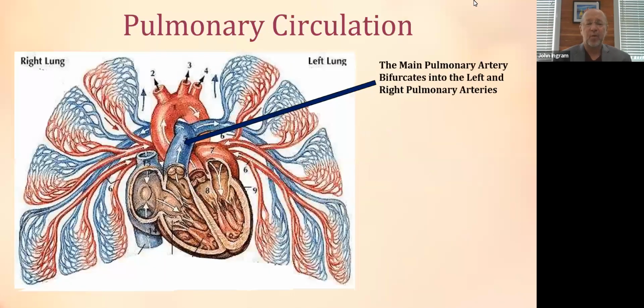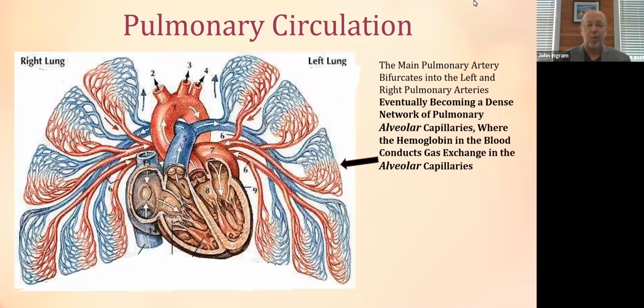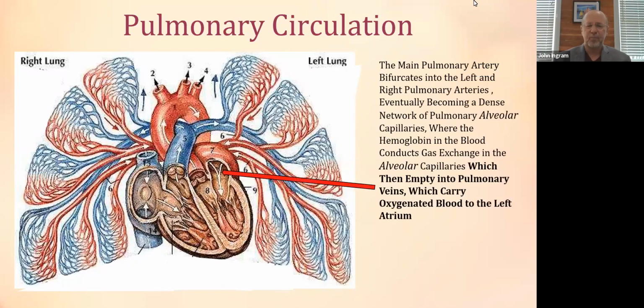So let's take a review of the pulmonary circulation, the anatomy and physiology of the pulmonary side. And we're going to do the same thing for the bronchial side. Of course, all of you most likely know that the main pulmonary artery bifurcates into the left and right pulmonary arteries, and then quickly goes down to a dense network of pulmonary alveolar capillaries, where of course the hemoglobin in the blood conducts gas exchange. Then this blood returns entirely through the pulmonary veins, which carry oxygenated blood back into the left atrium.